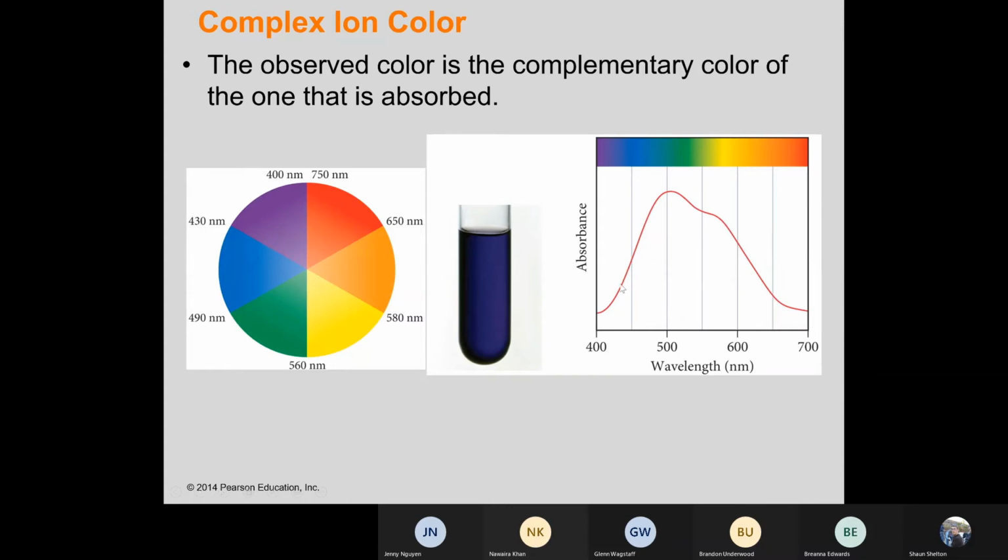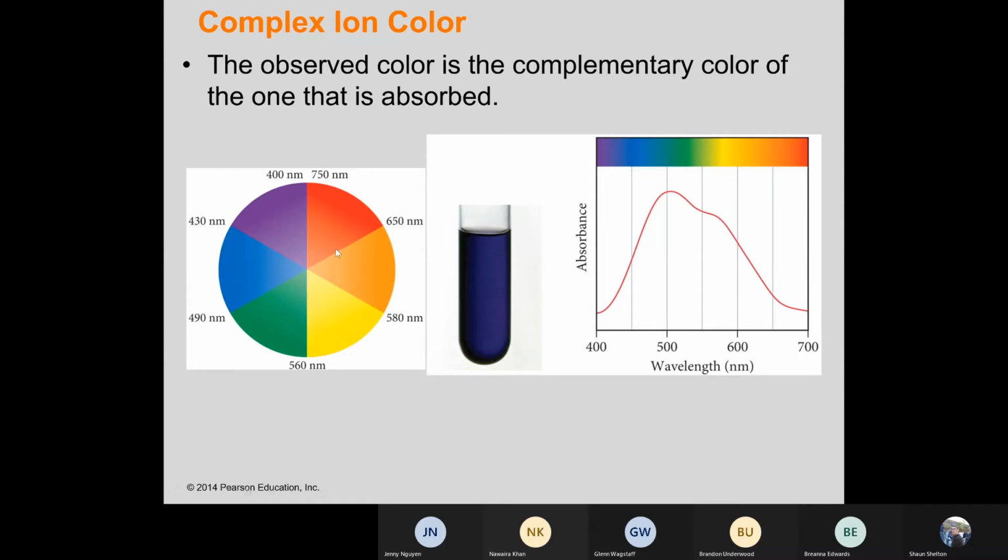Now, if we were in lab this week, we would have done an experiment where we would have used an instrument that would make this graph for us, and we would be able to see what colors absorb versus what color we see with our eyes.